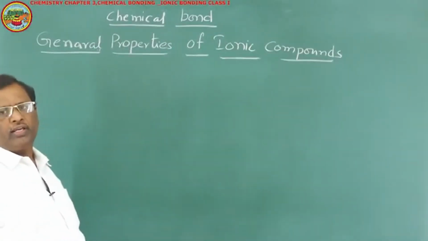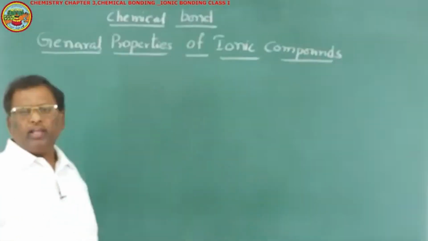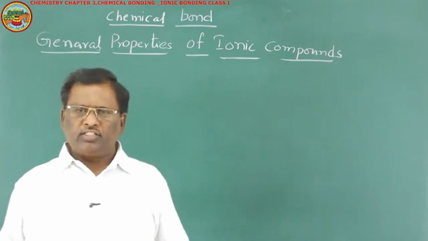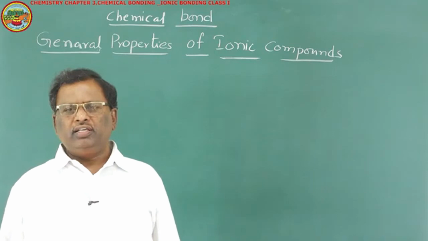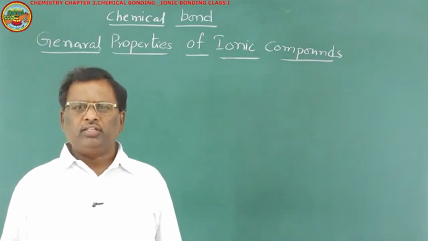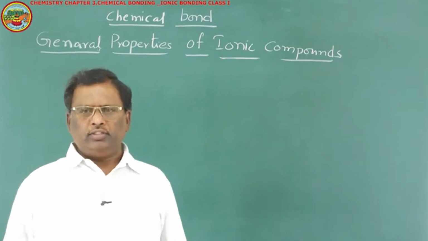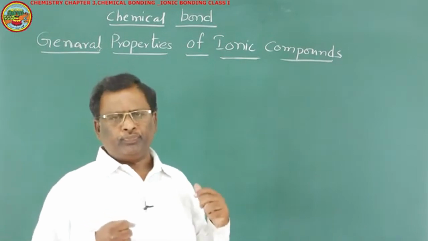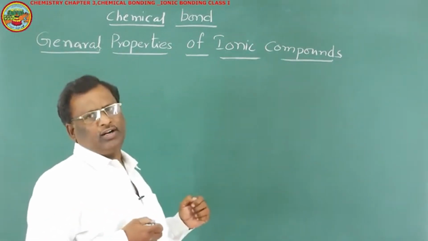Ionic compounds. General properties of ionic compounds. Generally, an ionic bond is a strong bond. The force of attraction which binds the oppositely charged ions is the electrostatic force of attraction. So, it is a strong bond. It strongly binds the oppositely charged species together. Moreover, this bond is a non-directional bond.